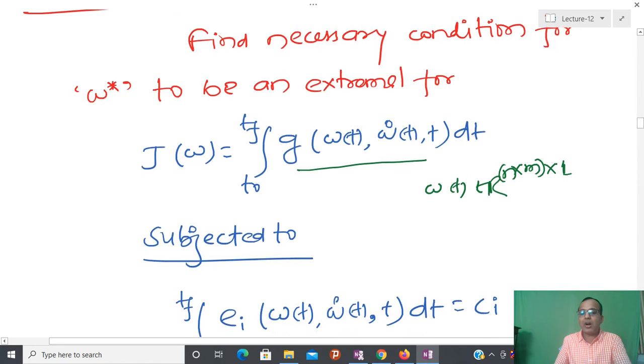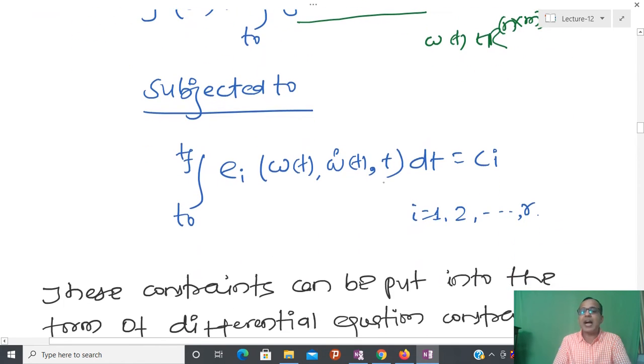And now the constraint is in isoperimetric form, and in isoperimetric form I have already told you that I have a fixed length but I have to maximize the area. Whenever we talk about area under a curve, we use the integral, with time from t0 to tf, and I am assuming that I have r number of constraints.